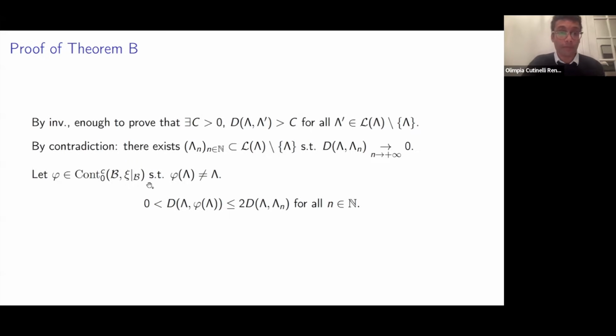And so since phi lambda is different from lambda, the distance between lambda and phi lambda is strictly positive, but at the same time, the corollary tells us that the distance between lambda and phi lambda is less than 2 times the distance between lambda and lambda n for all n. And so you have a contradiction because this sequence goes to zero, but at the same time, it is bounded away from zero by a constant. So this is the contradiction, and it gives the proof of theorem B.